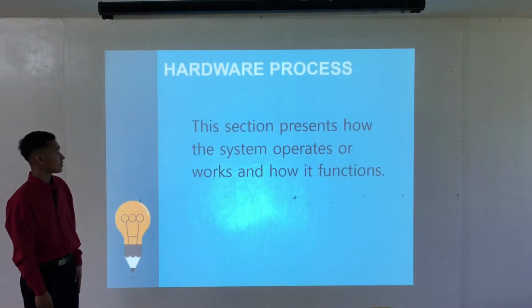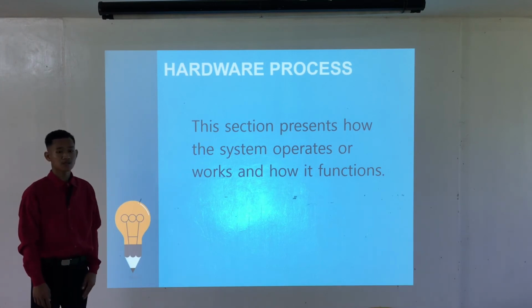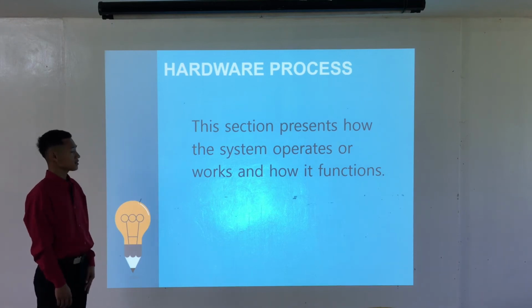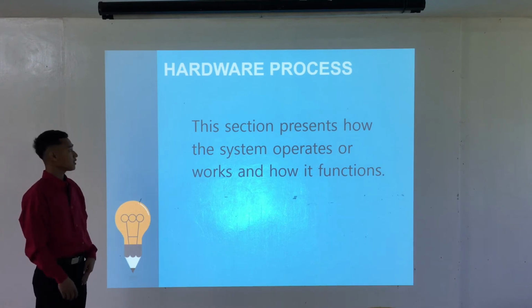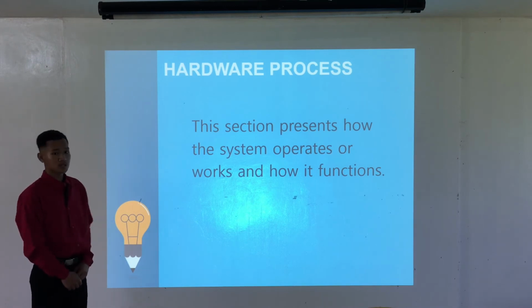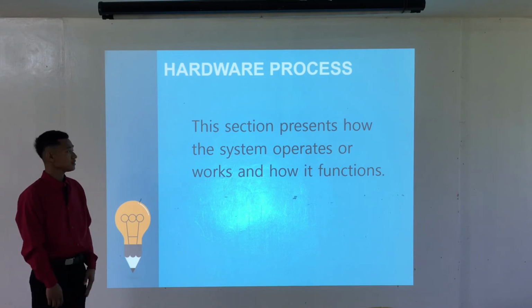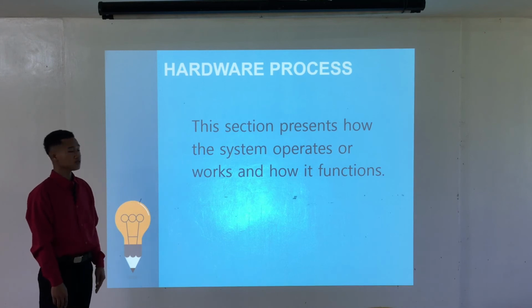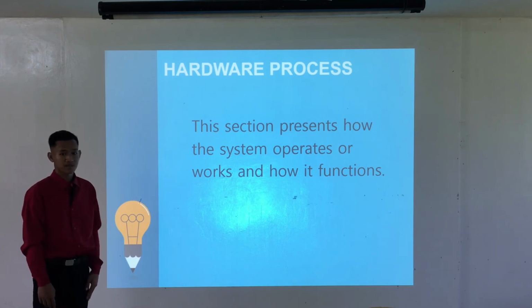Next is the hardware process. This section presents how the system operates and how it functions. The fish pond water level management system uses two separate microcontrollers, one for the control panel and one for the main system. The system uses a toggle switch for turning it on and off. Whenever the main system is turned on, it will continuously wait for a command from the control panel and send the current process through the NRF modules.